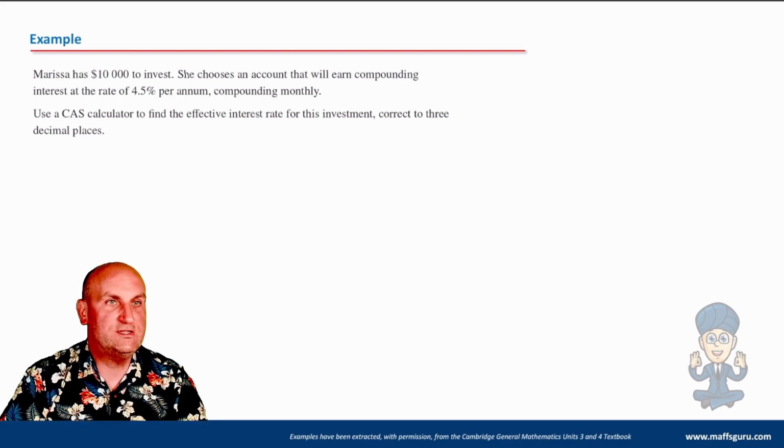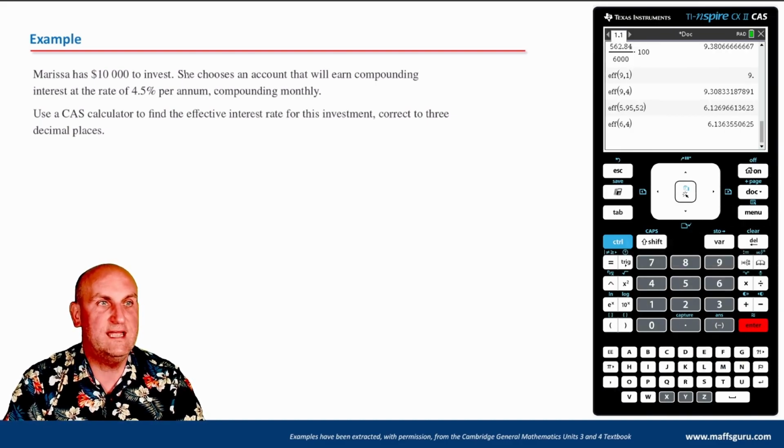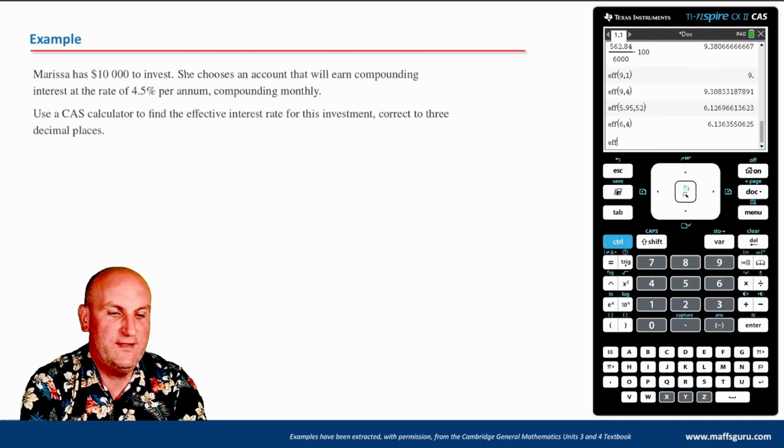Marissa has $10,000 to invest. She chooses an account that will earn compounding interest at the rate of 4.5% per annum, compounding monthly. Use a CAS calculator to find the effective interest rate.